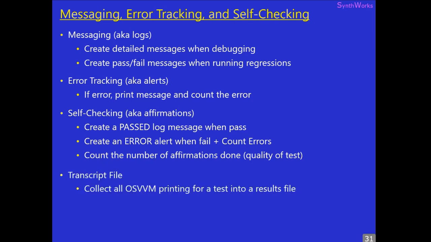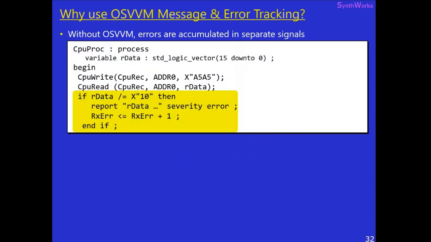Then we have a transcript file to collect everything that OSVVM prints. And you can print to that same file. Not anything that we printed. So why do we need this?